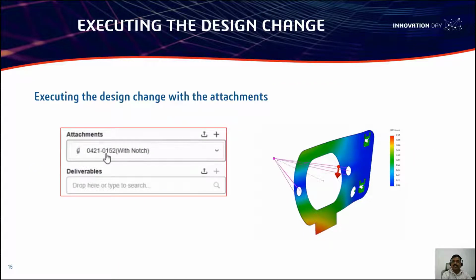So having seen the tasks created, now let's see how we execute these tasks on the platform. The first design change is going to be to check the frequency of the bracket. We have to check if the frequency of the bracket, which is 275.25 gigahertz, matches with the natural frequency of the motor. So let's see how.